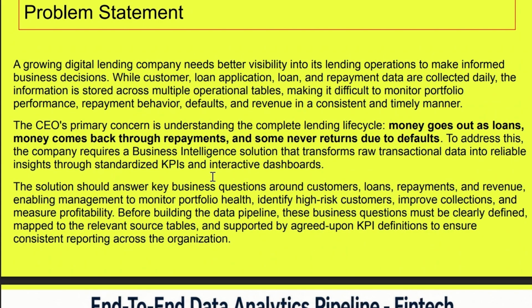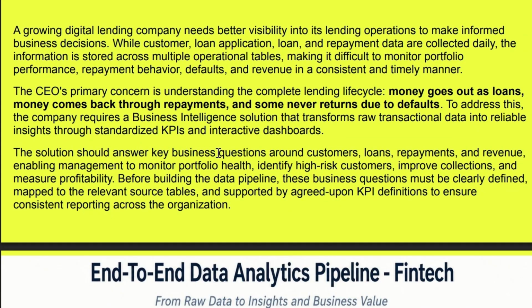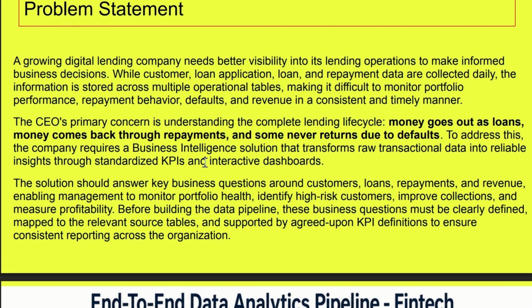The CEO's primary concern is to understand the complete lending life cycle, where the money goes out as loans, money comes back through the repayments, and some never returns due to defaults. To address this, the company requires a business intelligence solution that transforms raw operational data into reliable insights through standardized KPIs and interactive dashboards. The solution should answer key business questions around customer loans, repayments, and revenue, enabling management to monitor portfolio health, identify risk, track collections, and measure profitability.